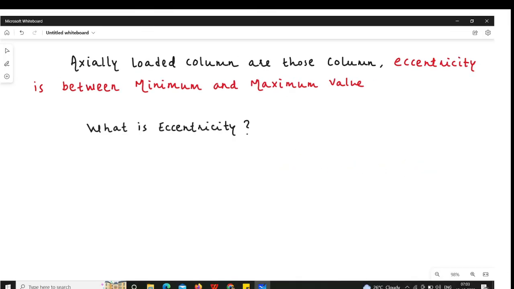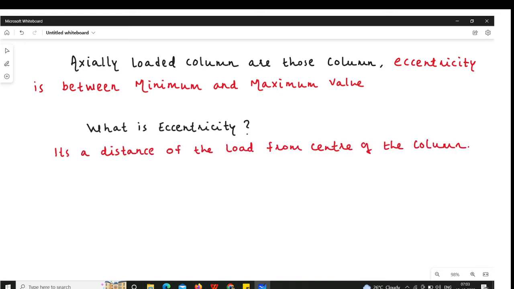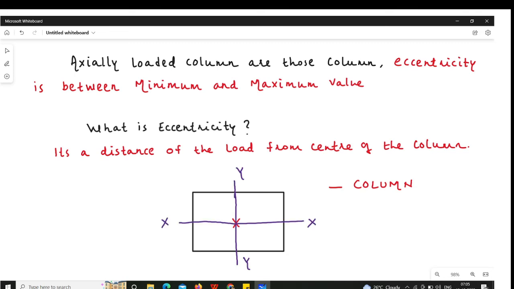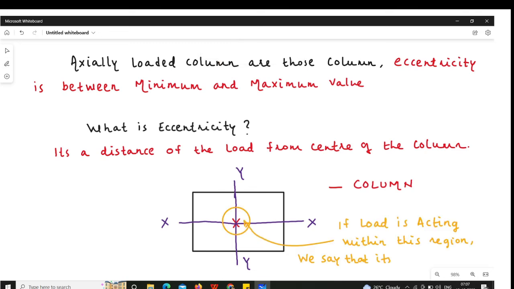Okay. Now we also have to understand what eccentricity is. It is the distance of the load from the center of the column. If this is the center of the column, with y axis and x axis, then this is the point. This is the perimeter of the maximum eccentricity. If the load is acting inside this perimeter, then we can say that it is the axially loaded column. If the eccentricity lies between e minimum and e maximum, then that column is an axially loaded column, and this perimeter defines the maximum eccentricity.